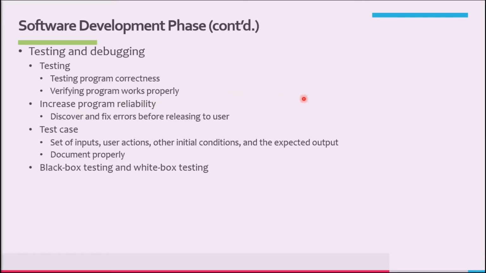So once a function or algorithm is written, the next step is to verify that it works properly. However, in a large and complex program, errors almost certainly exist. Therefore, to increase the reliability of the program, errors must be discovered and fixed before the program is released to the user. A test case consists of a set of inputs, user actions, or other initial conditions, and the expected output. Because a test case can be repeated several times, it must be properly documented.